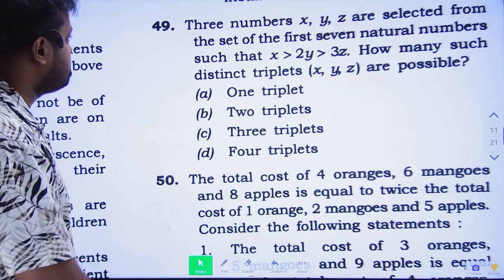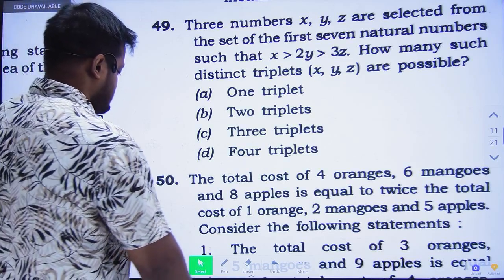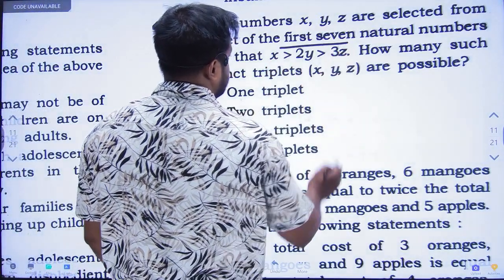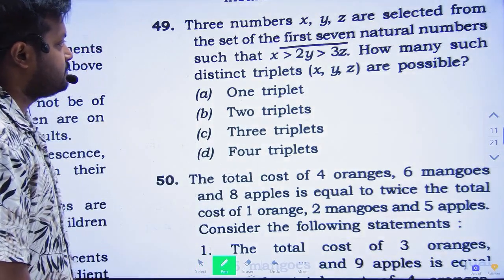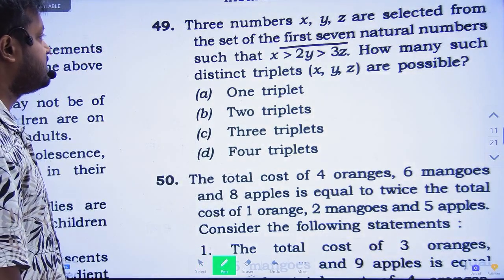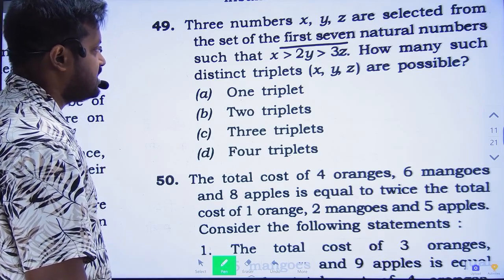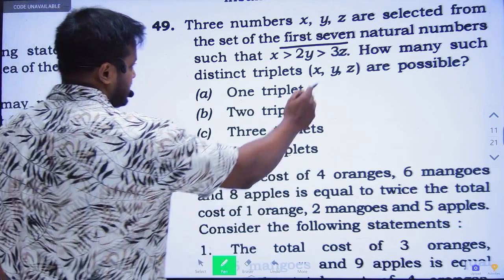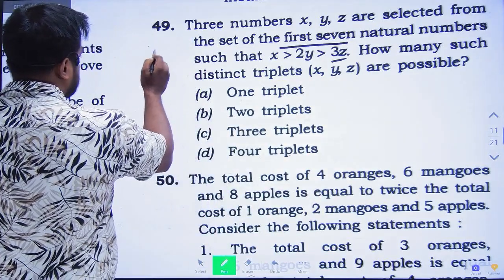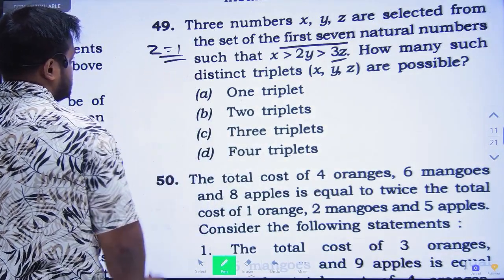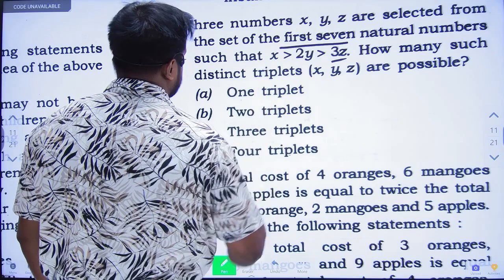X, Y, Z are selected from set of first 7 natural numbers. First 7 natural numbers from 1 to 7. Such that X is greater than 2Y is greater than 3Z. How many such distinct triplets are possible? Okay, we'll start from this. Okay, let's say Z equal to 1. This is talking about natural numbers, so I'm starting with 1.